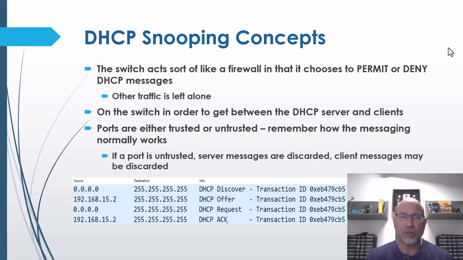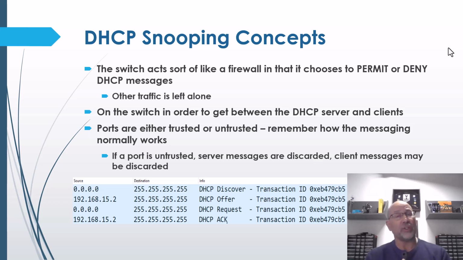Well, the switch, it turns out, when we turn on DHCP snooping, can act sort of like a firewall in that it chooses to permit or deny DHCP messages, and then the other traffic is left alone. Remember that this is very specific to DHCP traffic. So what ends up happening is the switch is listening in on DHCP conversation, and it learns where the server is, or you tell it that the server is trusted, and then it learns what MAC addresses received what IP addresses. And so now all of a sudden the switch understands the correct locations of this traffic. And if this traffic appears anywhere else, then the switch blocks it.